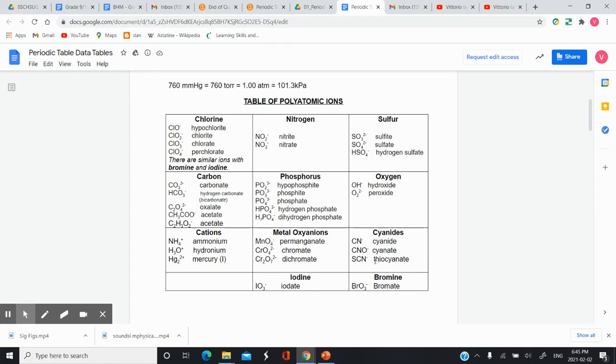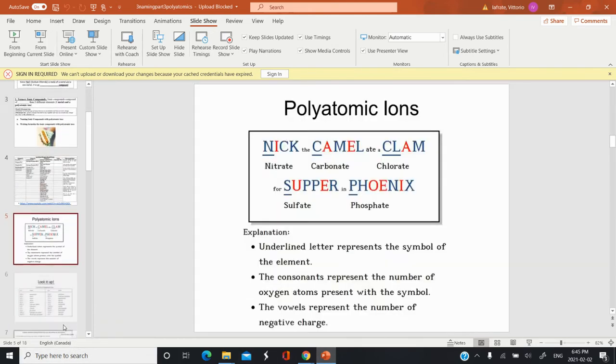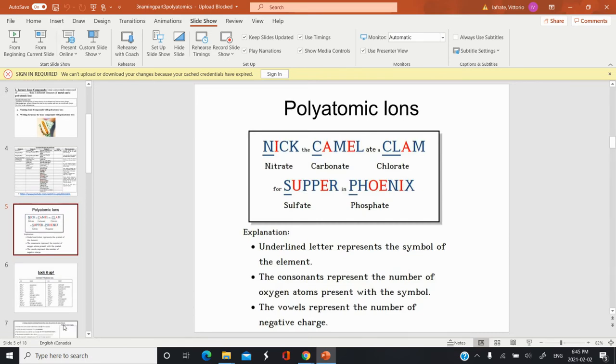So you do need to pay attention to those polyatomic ions, especially the names, because you don't want to confuse them with just regular elements from the periodic table. So you won't have to memorize every single one of these, but you will need to know how to derive them, how to come up with them, and we'll teach you that in more detail in the grade 11 course that we're going to do soon. But right now, it's just a basic review of how to name these compounds.